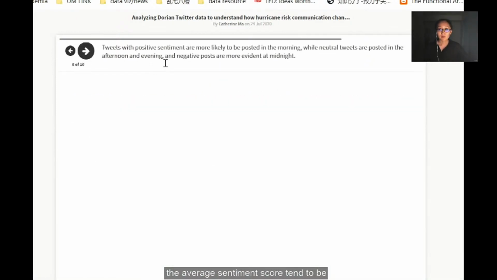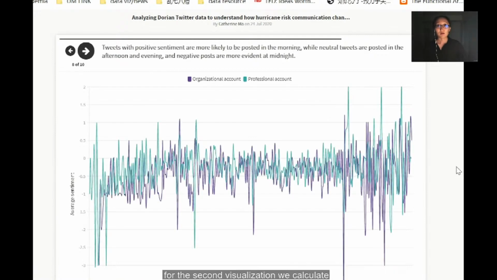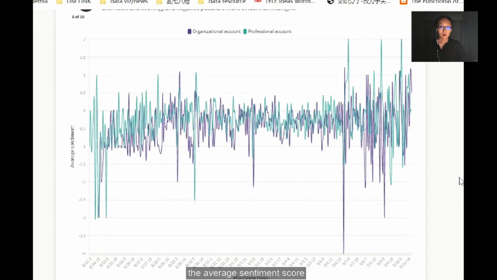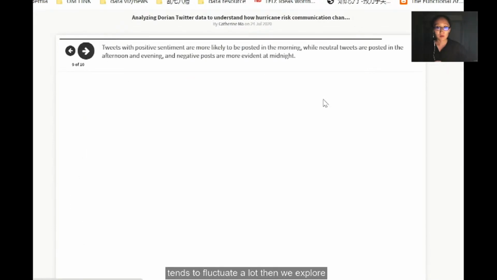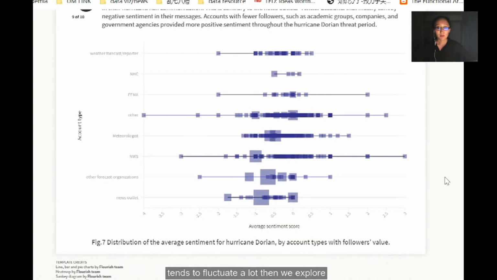For the second visualization, we calculate the average sentiment score of all the tweets posted by original accounts and professional individual accounts. As you can see, around September 6th and 7th, when Dorian made landfall in North Carolina, the sentiment score tends to fluctuate a lot. Then we explore the relationship among the sentiment score, the account type, and account followers.